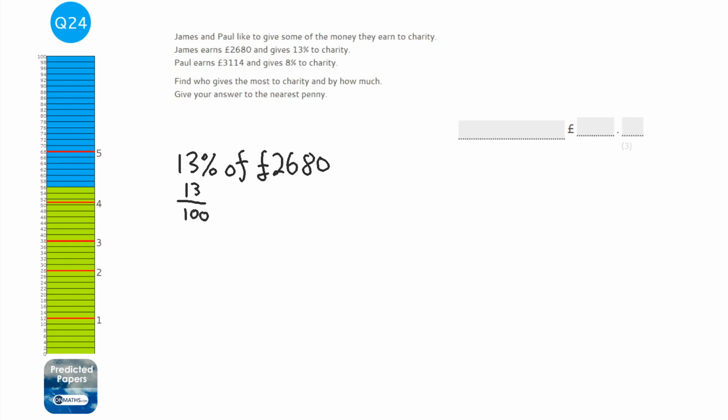So percent means over 100, and times it by the amount. So on my calculator, I will do 13 over 100, and times that by 2,680. It might give you a fraction, so just press the S to D button, and that gives me 348.4. And in money, that's £348.40, because obviously we do 2 decimal places for money. I haven't shown the examiner who that is, so I'm just going to show the examiner that that's James we're working out.